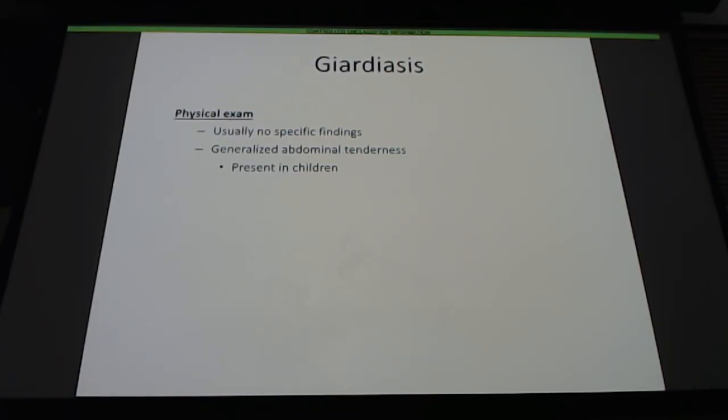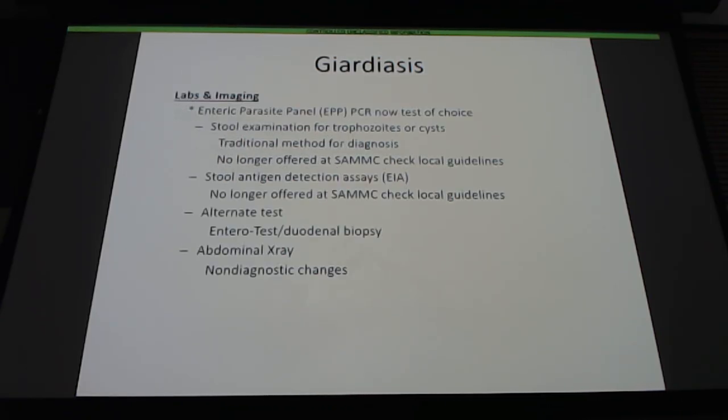Physical exams usually have no specific findings. You may have some abdominal tenderness. If it has gone on a little bit longer, you may have some distension in the gut from the bloating. Just like the other ones, the test is stool O&P, ova and parasites. Remember, O&P does Giardia, and antibiotics and cryptosporidium.